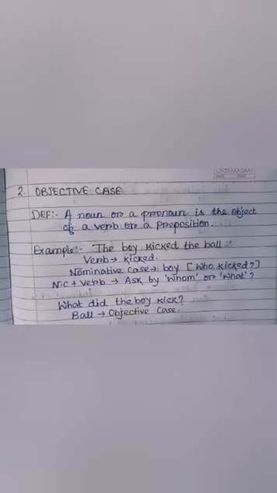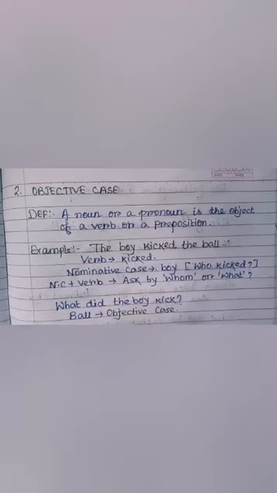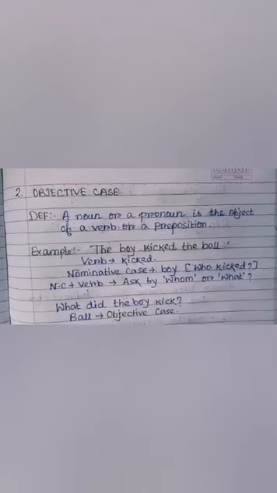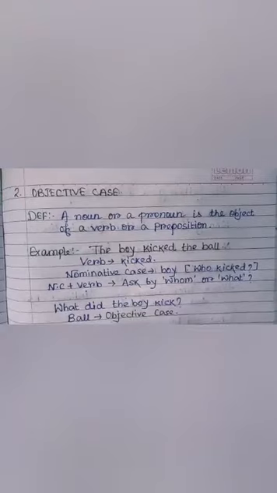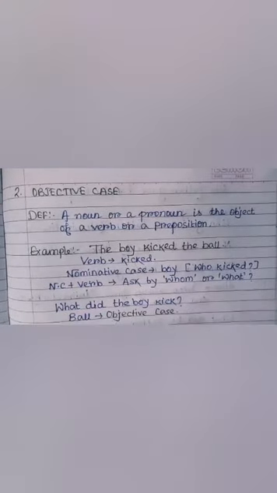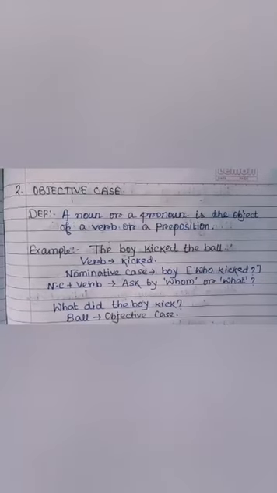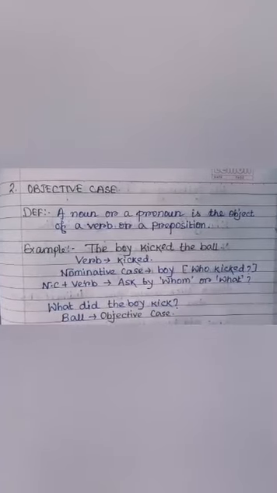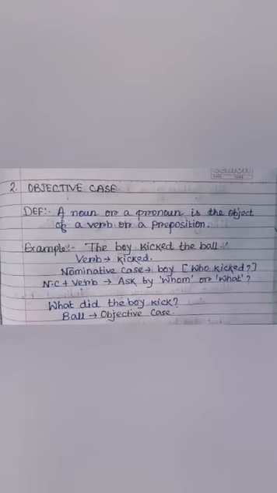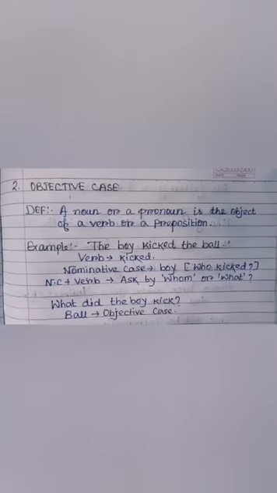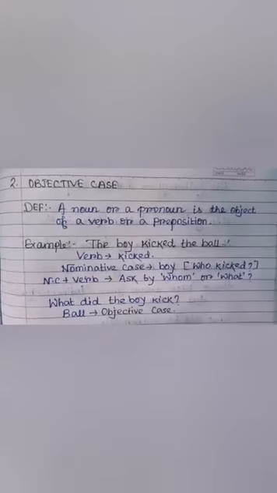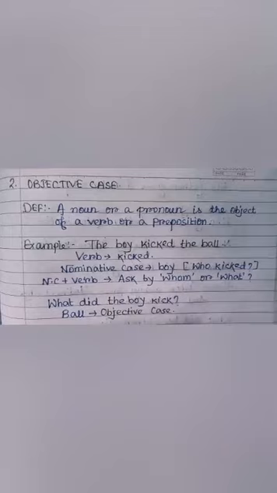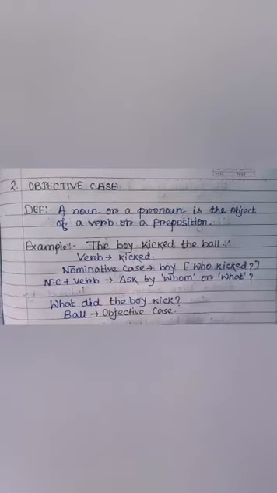Now find out the nominative case, which we have just understood. In this sentence you need to find the nominative case by asking the verb who or what. So who kicked? Boy. So boy is the nominative case. Now to find the objective case, always take the nominative case and the verb together and then ask whom or what. The nominative case here is boy, the verb is kicked, so I am taking the boy kicked. Now asking whom or what: what did the boy kick? The boy kicked the ball. So ball here is an example of objective case.